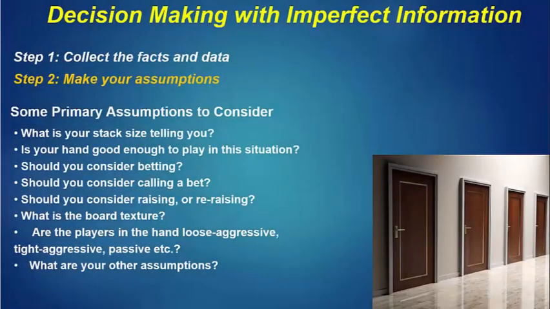Step 2 is make your assumptions. And here are some of the primary ones to consider. What is your stack size telling you? Is your hand good enough to play in this situation? Should you consider betting? Should you consider folding? Should you consider calling a bet? And so on and so forth. As we get deeper in the decision-making process, the decisions will be narrowed, as we'll see.